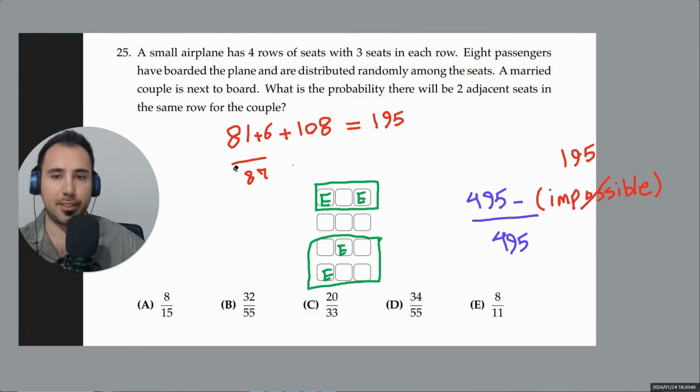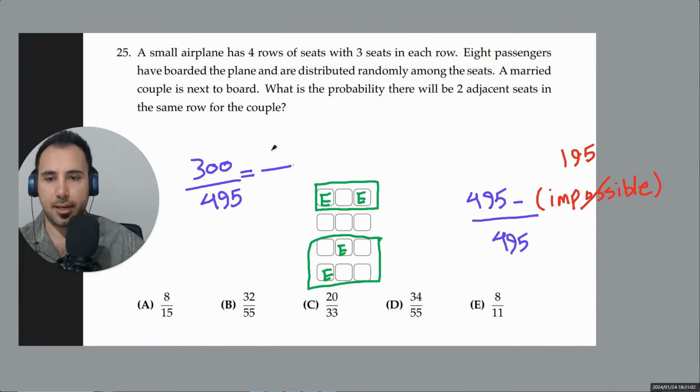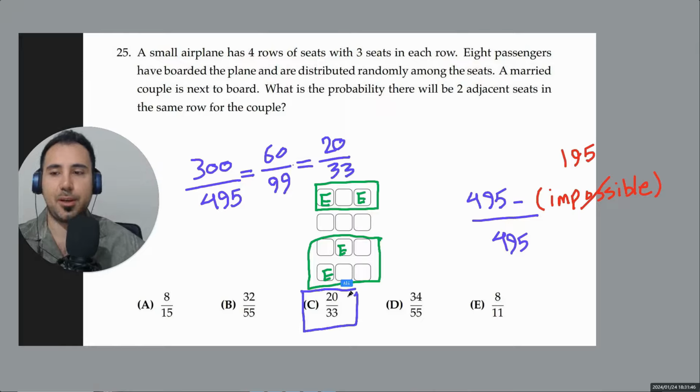So all we really need to do is simplify 300 and 495. So we could simplify them by 5 at first. It's going to be 60. Okay, it's going to be 99. Okay, again, I'm going to simplify it by another 3. It's going to be 20 over 33. So the answer will be C to this question.